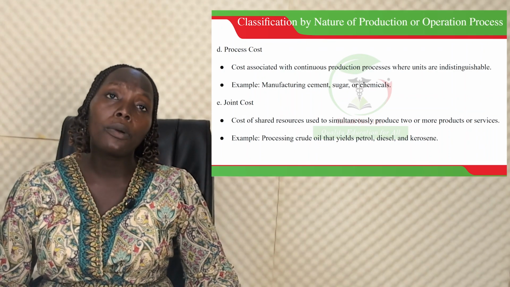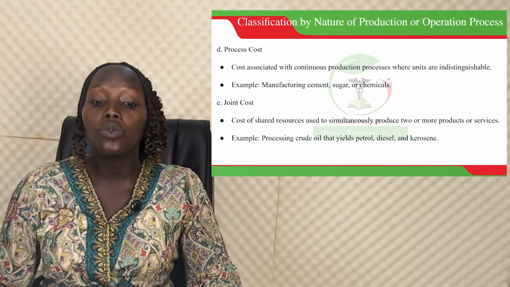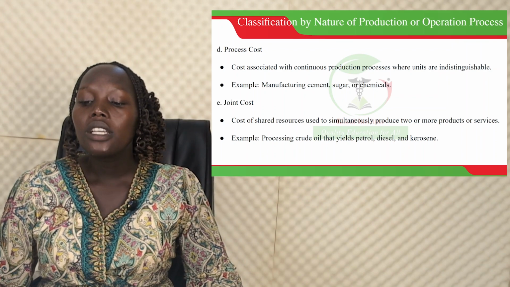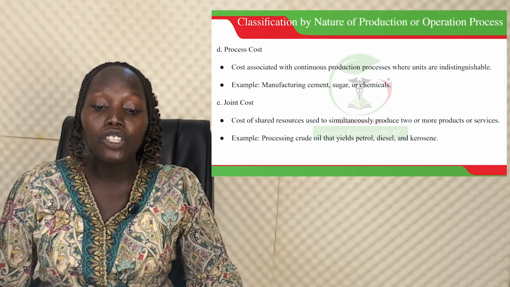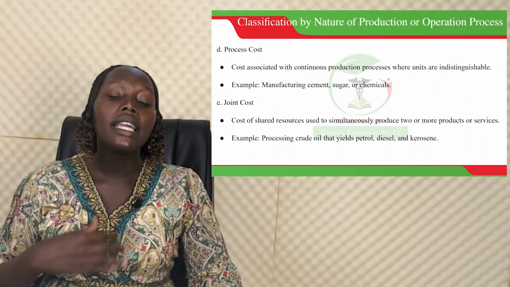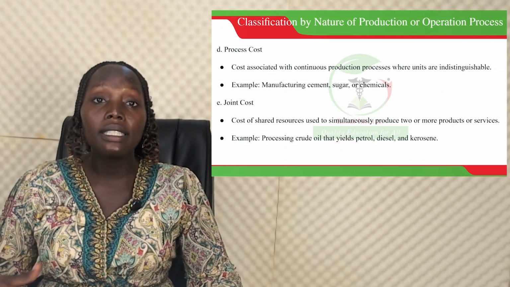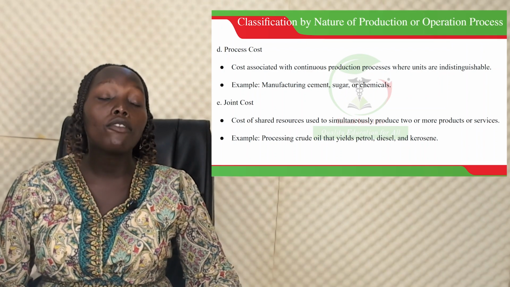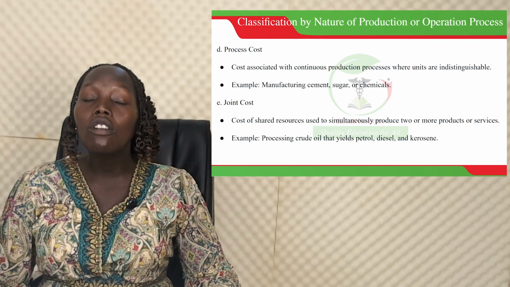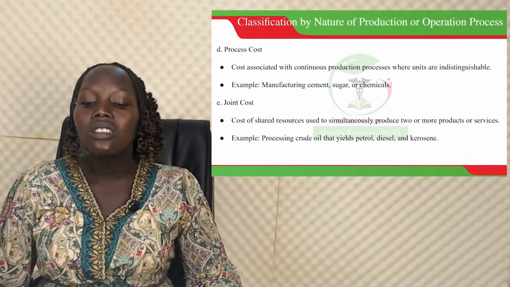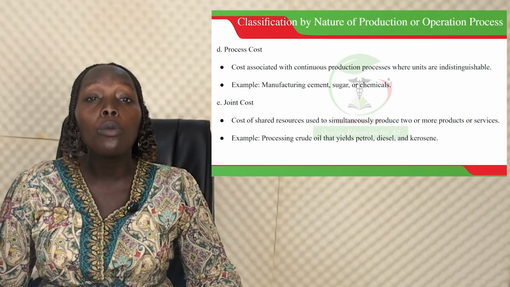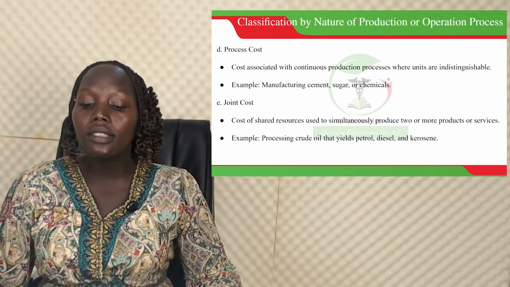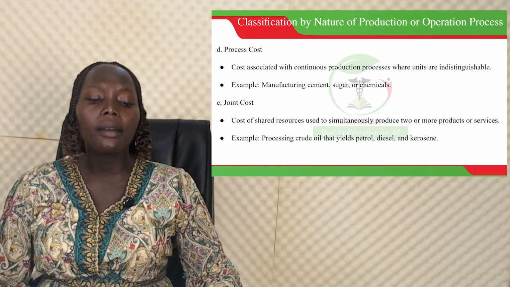And then we have what we call process cost. Process cost is the cost associated with the continuous production process where units are indistinguishable. For example, manufacturing cement, sugar, or chemicals. It's the continuous production process that you keep on doing. And then we have what we call joint cost. Joint cost is the cost of shared resources used to simultaneously produce two or more products or services. For example, processing crude oil that yields petrol, diesel, and kerosene. Those are examples of a joint cost.